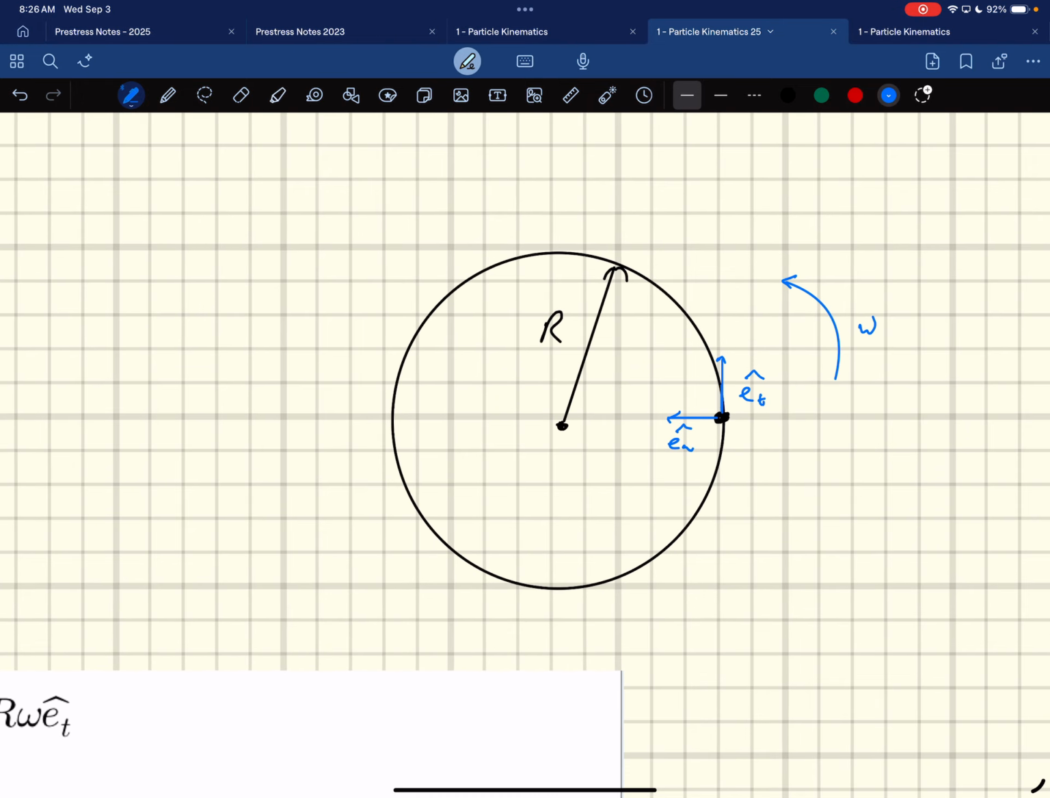When it's over here, though, at a different time stamp, this is why it gets a little confusing, my EN is this direction, and my ET is this direction. It takes a little getting used to. When something's traveling around in a circle, and we solve for my velocity and my accelerations, sometimes those are going to be here and here. Other times they're going to be here and here. Or if it's down here, my velocities and accelerations will be associated with that coordinate system.